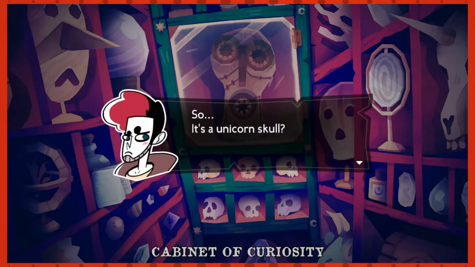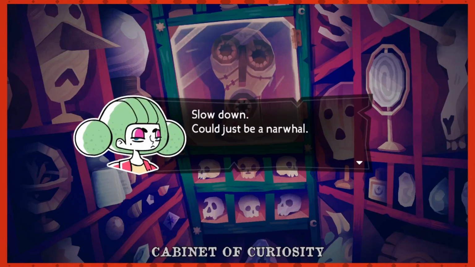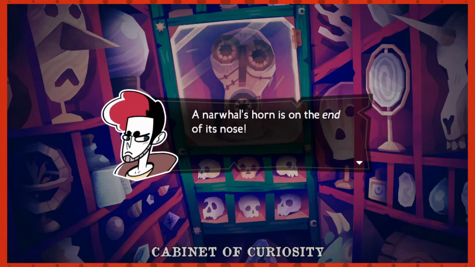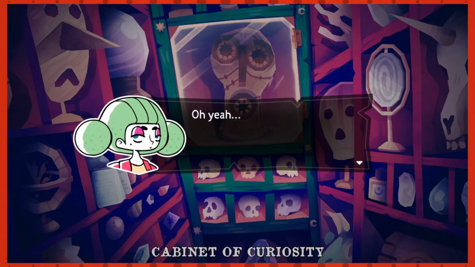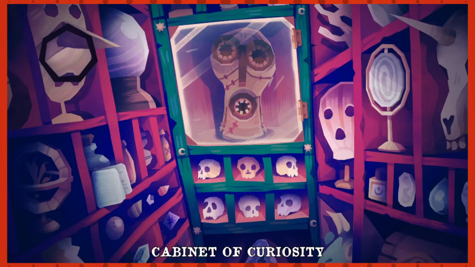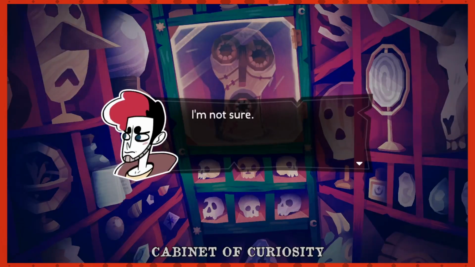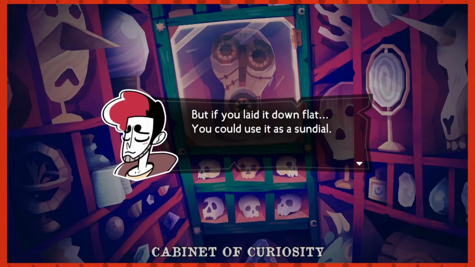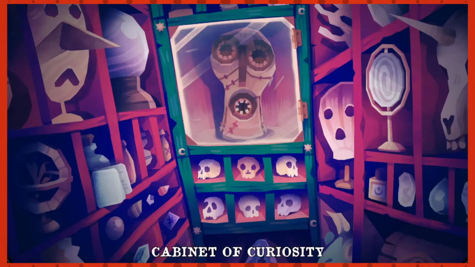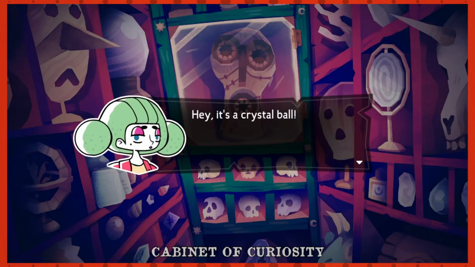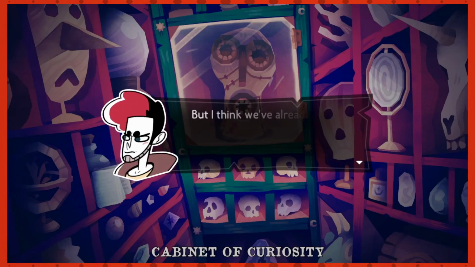So, it's a unicorn skull? Slow down. Could just be a narwhal. Nope. Look at the teeth. A narwhal's horn is on the end of its nose. Oh, yeah. Unicorn it is. Is it a mask? I'm not sure, but if you laid it down flat, you could use it as a sundial. I thought he was going somewhere else with that. Hey, it's a crystal ball. On a normal day, that'd be worth a look. But I think we've already hit our crystal ball capacity.